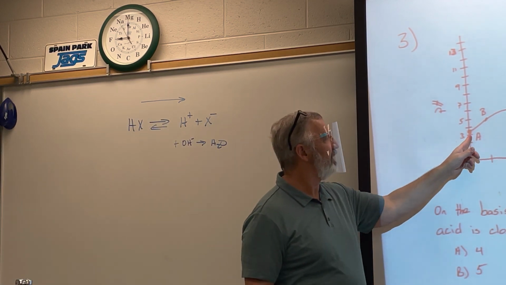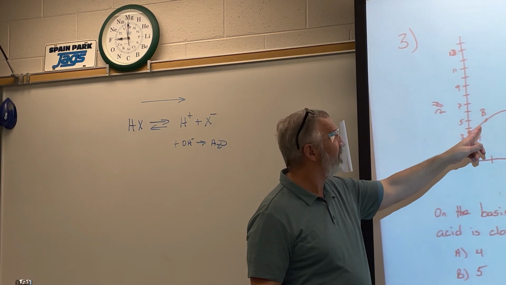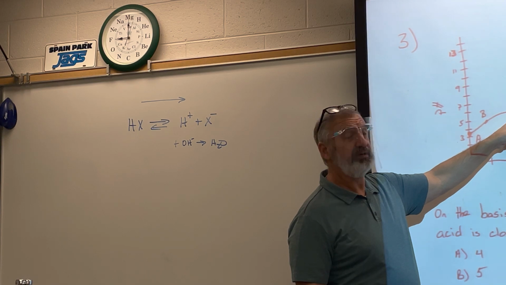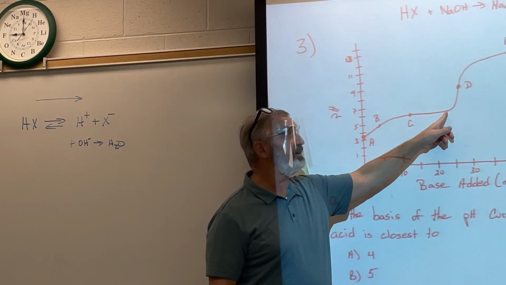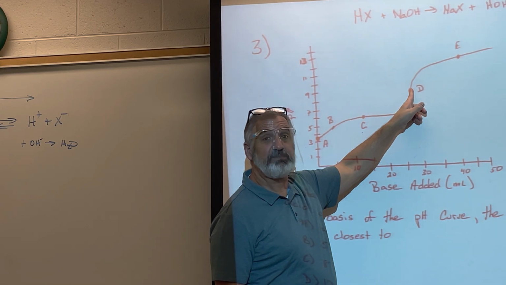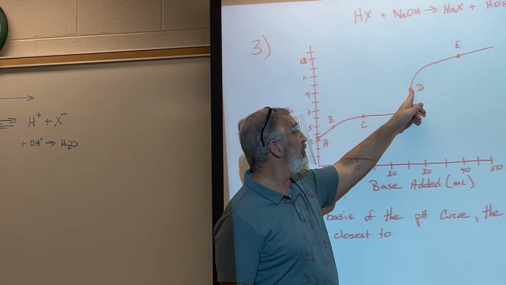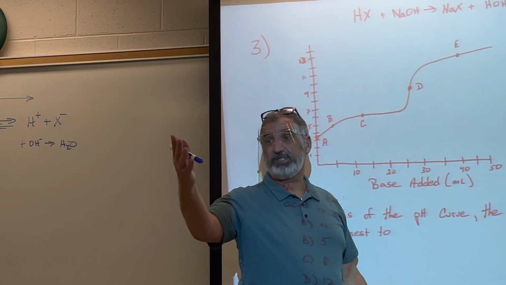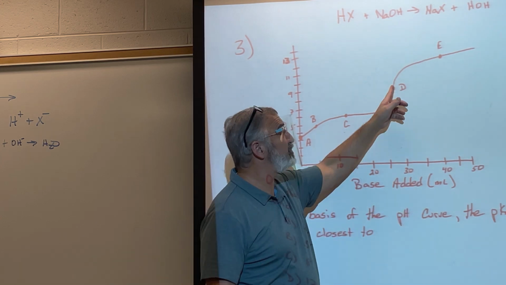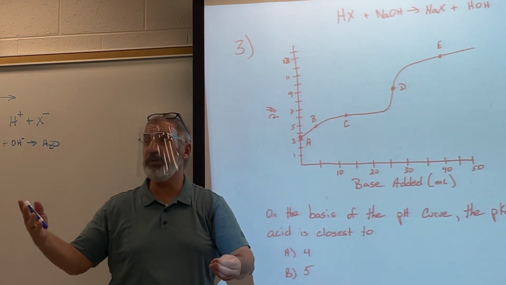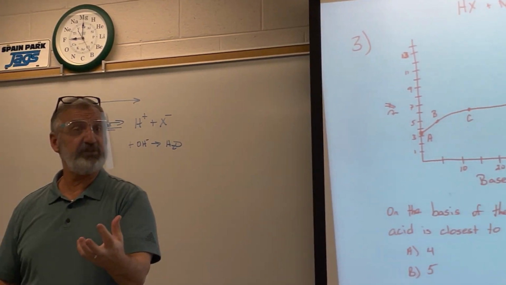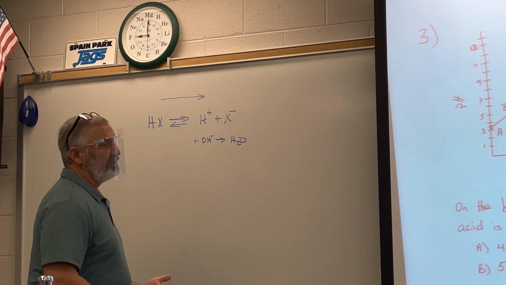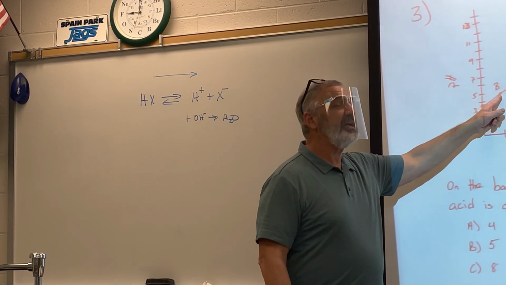So here, HX is greatest. Here, HX is greatest. Here, they're equal to one another. Here, X minus is greater. Till D, all you have is X minus. Now once you start going past D, we're putting in excess strong base. Now what's the predominant? OH from the strong base, because remember when we have a mixture of a strong base and a weak base, we ignore the weak base and just take the OH from the strong base. Okay? So, at point B, the answer is going to be HX.